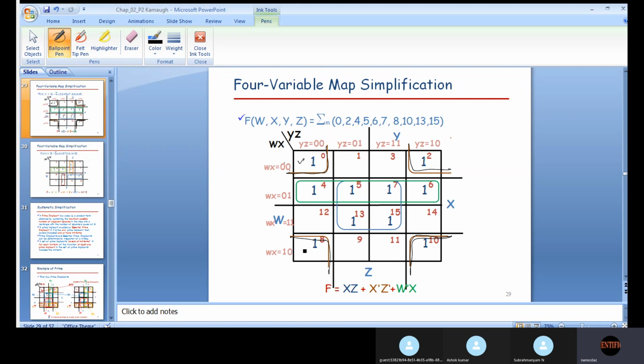Okay, I am putting a tick on this cell. This is one group. Okay, so among these two, what is the common term? Which is the common term among these two? X is the common term.